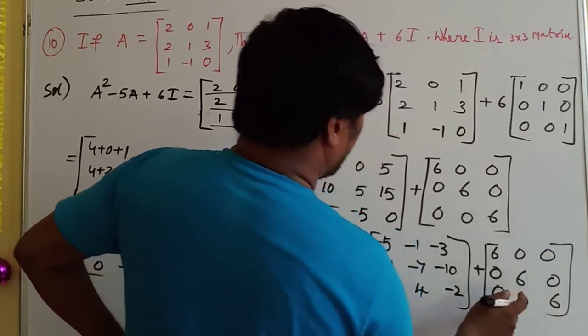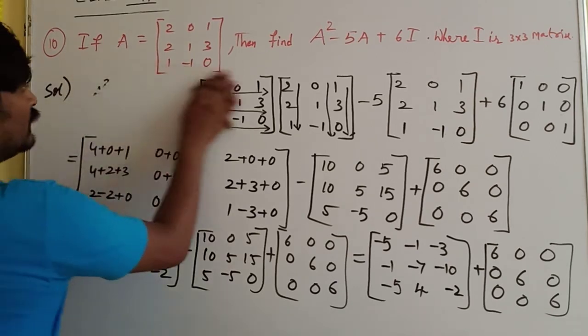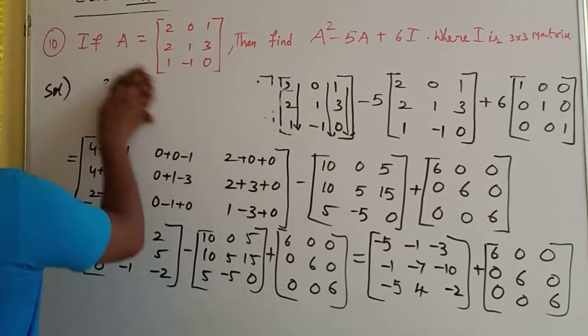But plus 6 0 0 0 6 0 0 0 6. Add both and write the answer. Let me write the answer here. I'll rub this part and I'll write here. Okay. So here itself I'm going to write our answer now.